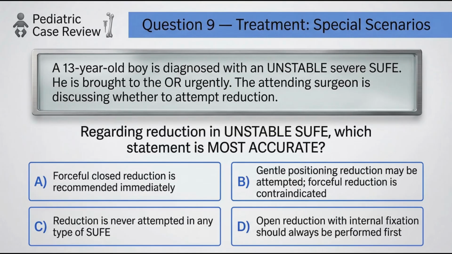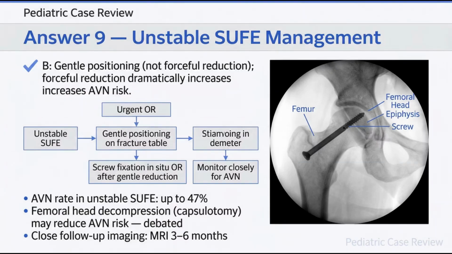Option A. Forceful closed reduction is recommended immediately. Option B. Gentle positioning reduction may be attempted, but forceful reduction is contraindicated. Option C. Reduction is never attempted in any type of slipped upper femoral epiphysis. Option D. Open reduction with internal fixation should always be performed first. The correct answer is option B.